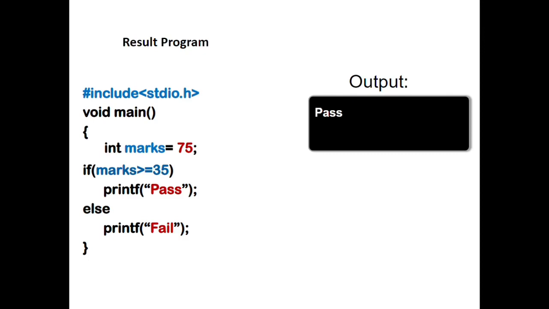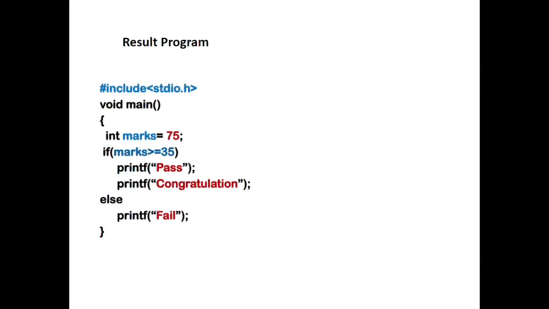And if you want to have a different execution every time, so instead of giving a compile time value, you can try the runtime also. So now try to see this program. Here we have the marks defined as 75. So we assign the 75 value. The condition is still the same. If marks greater than 35, printf pass, printf congratulations, else fail.